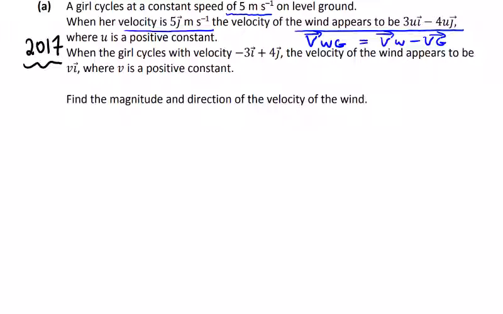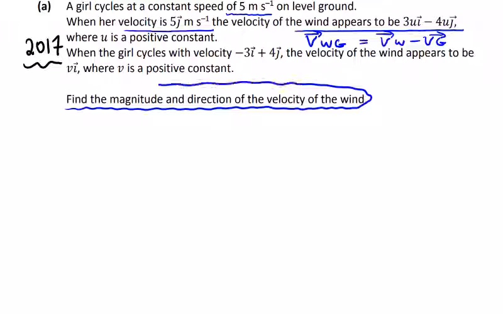Just jump down to the question. We're looking for the magnitude and direction of the velocity of the wind. So we know we need the velocity of the wind here. So the velocity of the wind is equal to the velocity of the wind relative to the girl plus the velocity of the girl. And we have two equations we should be able to form in this question.